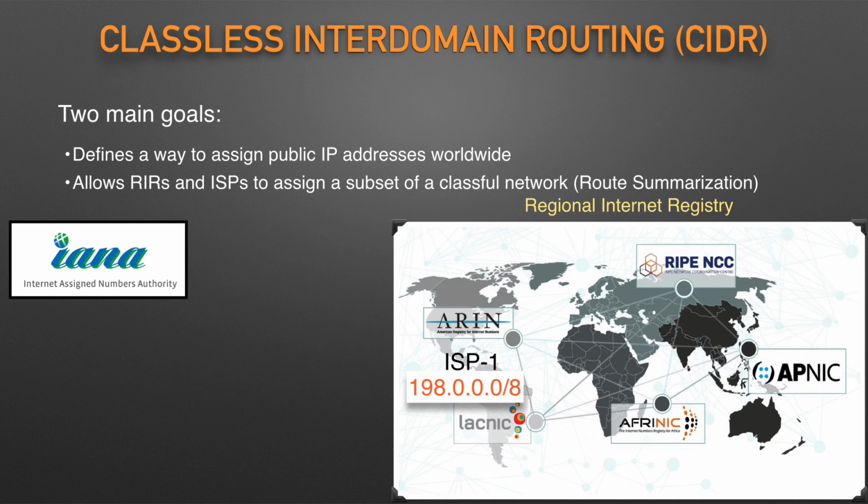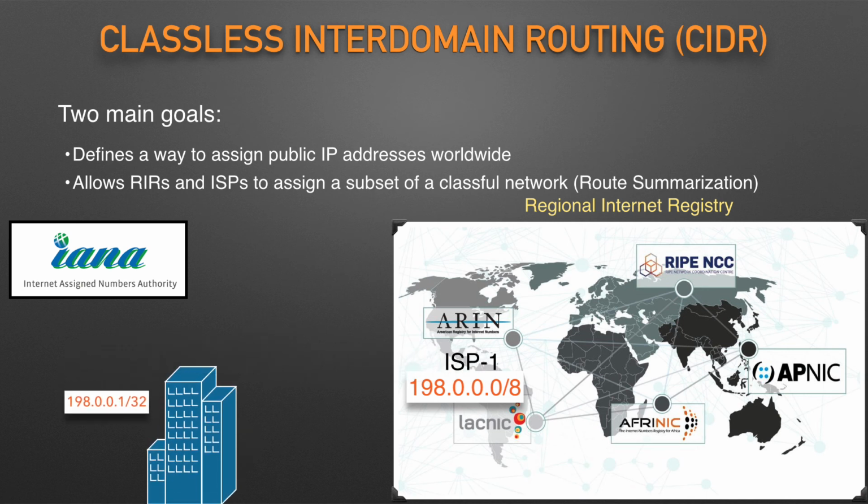This one summary route will match packets sent to all addresses in the Class C IP networks that begin with 198. The second major CIDR feature allows RIRs and ISPs to reduce waste by assigning a subset of a classful network to a single customer.